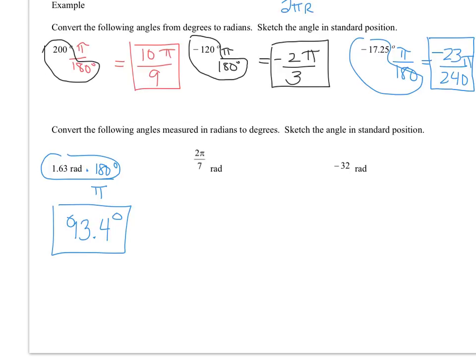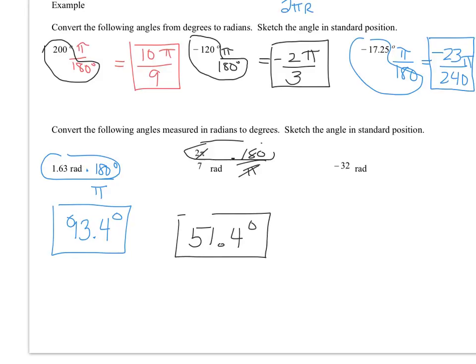If we do 2 pi over 7, we're multiplying by 180 over pi. Well, it's nice if there's a pi already there because the pi's can cancel out. So I'll have 2 times 180 divided by 7. So that's 360 divided by 7, which is 51.4 degrees. And again, all these operations can be done in your calculator. I'm just kind of doing them on the fly.